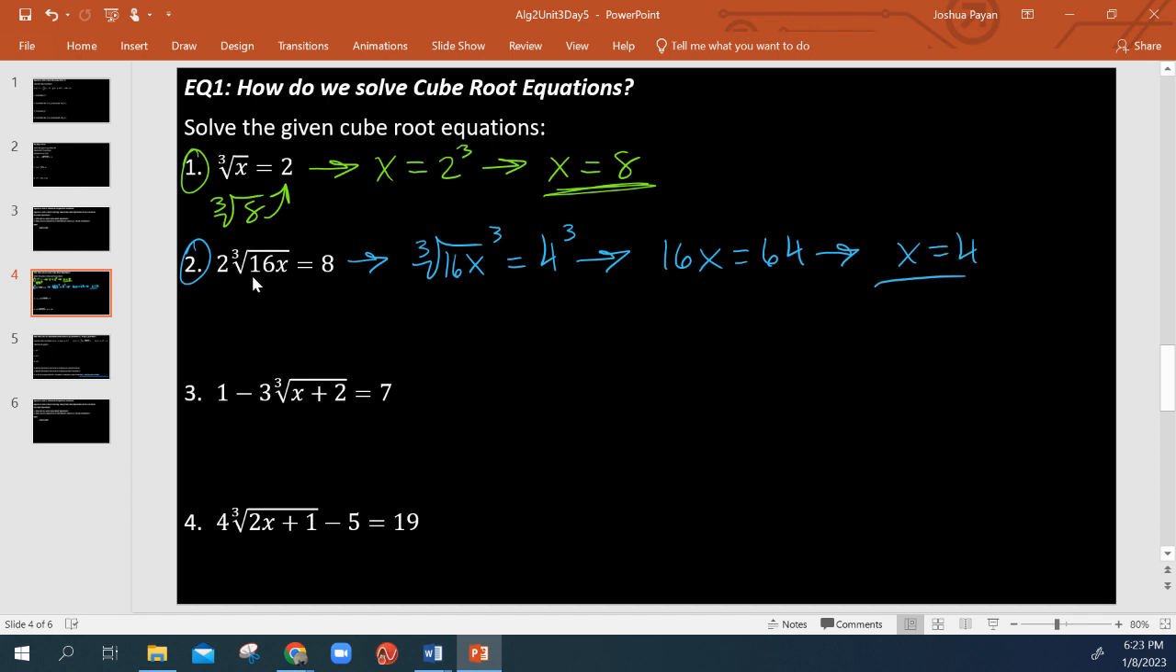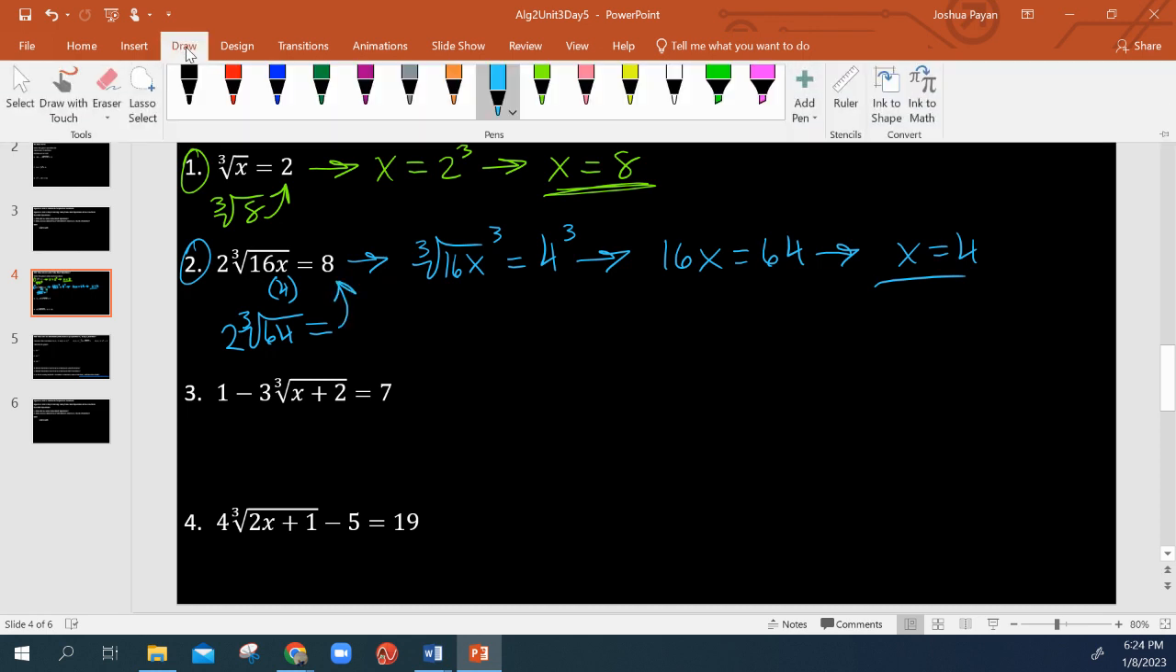And if we throw that back in here, and say that 4 is equal to x, well, we get the cube root of 64 times 2. The cube root of 64 is 4. 4 times 2 is, in fact, 8. Okay, so we know we've done this correctly.